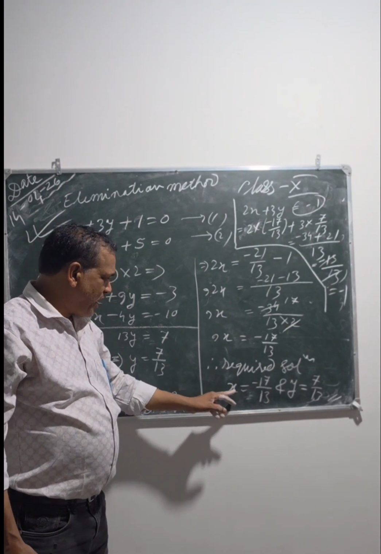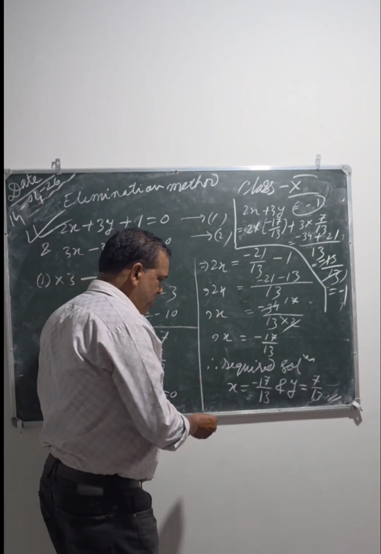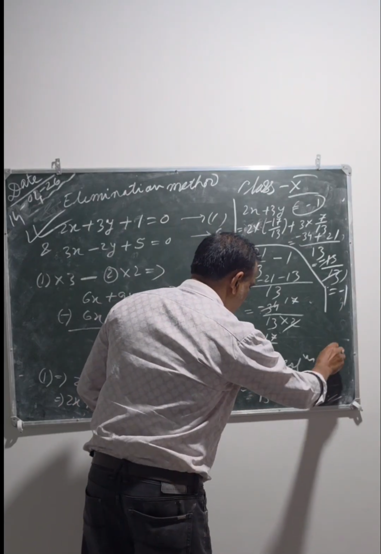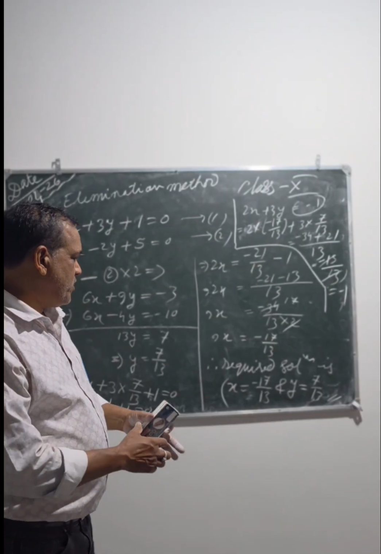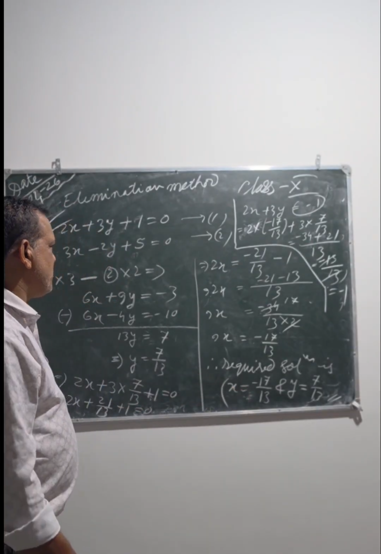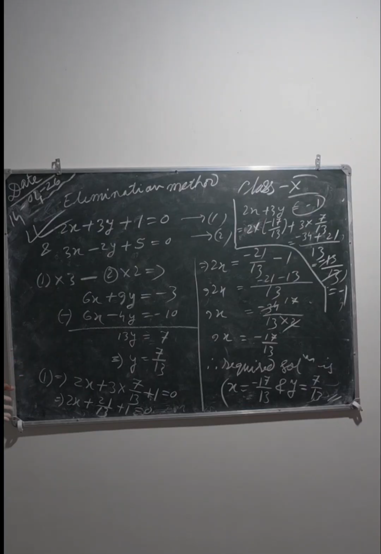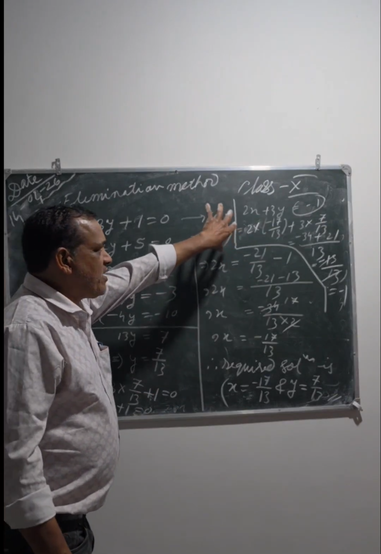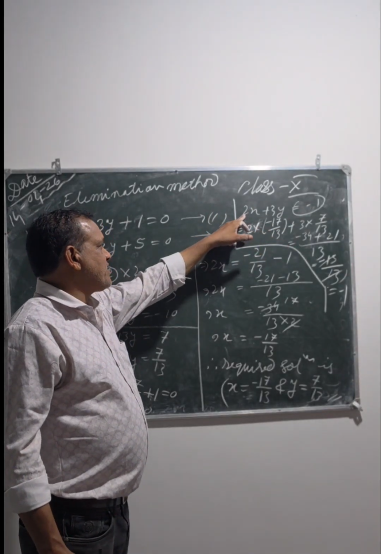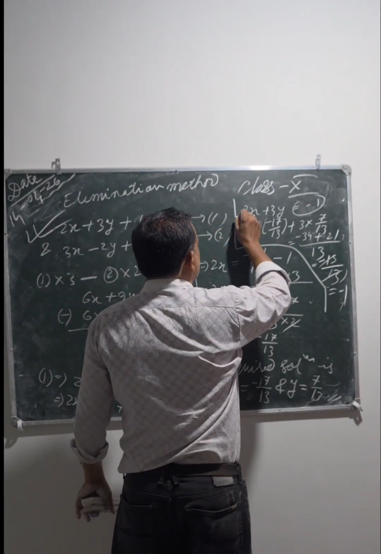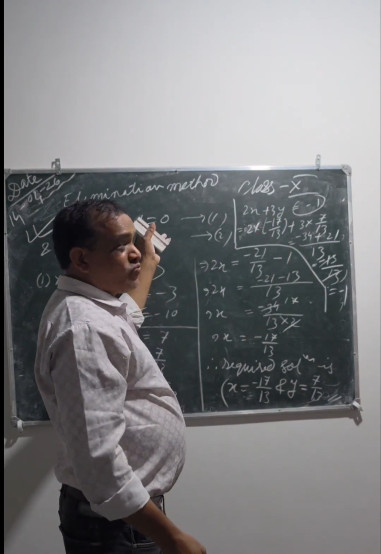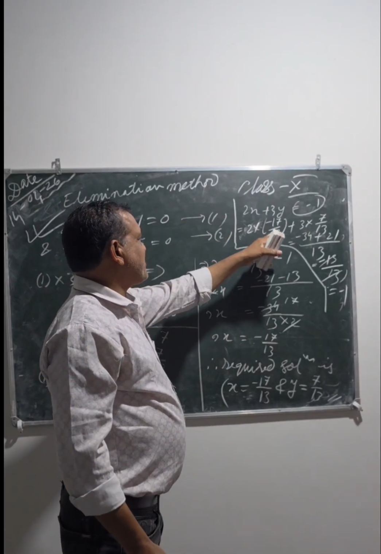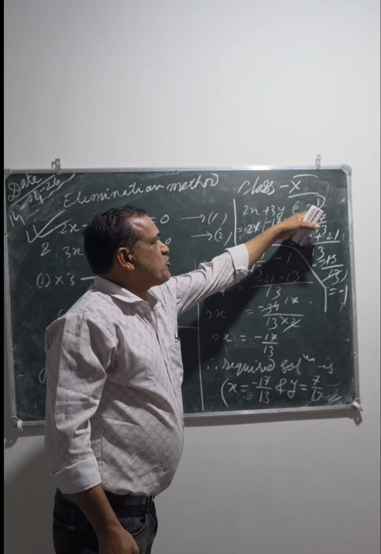So the required solution is x equal to minus 17 by 13 and y equal to 7 by 13. So this is the solution of this pair of equations. Then we have to verify whether the solution is correct or not. For the verification part, let us take the left hand side of this one, and substitute the value of x and y here. Our target is to show that the sum of these two is minus 1.